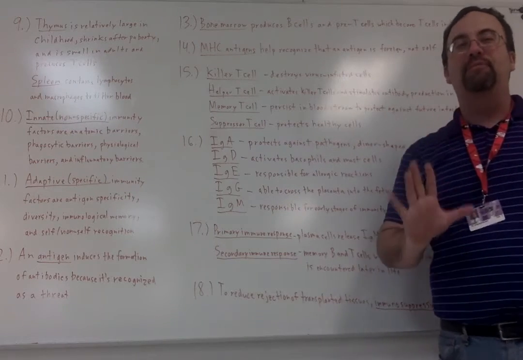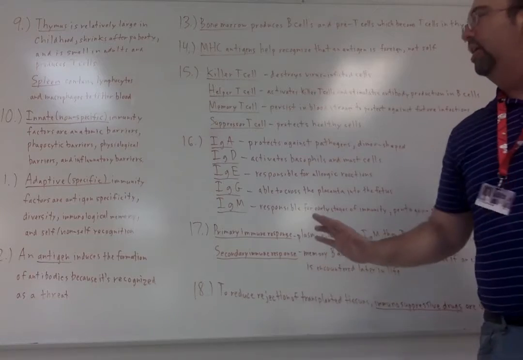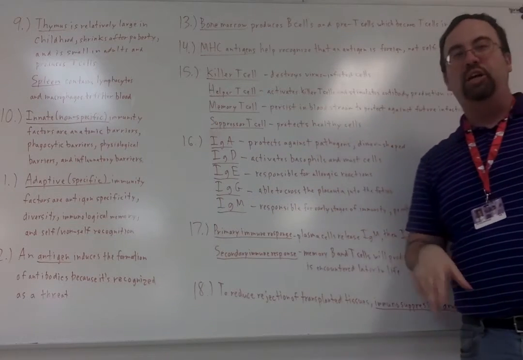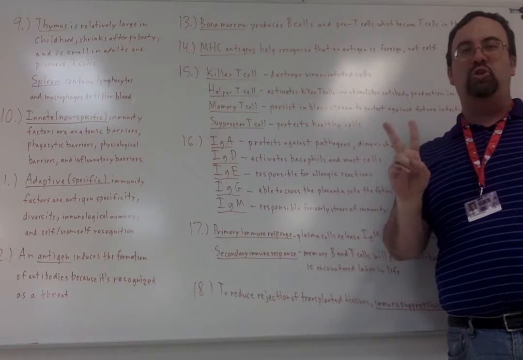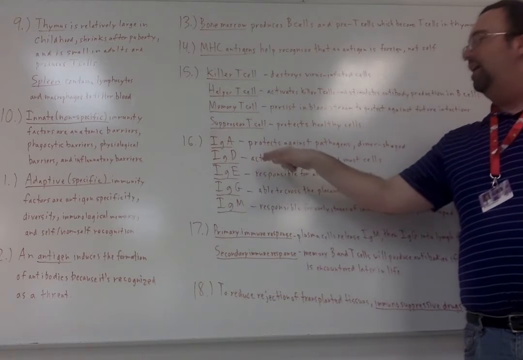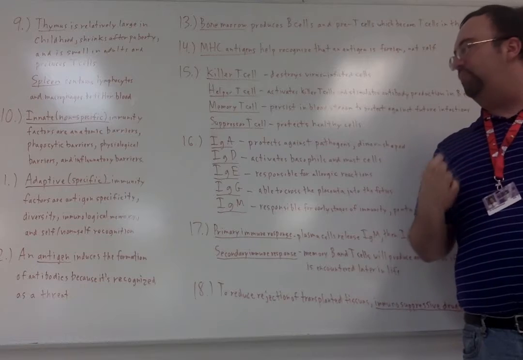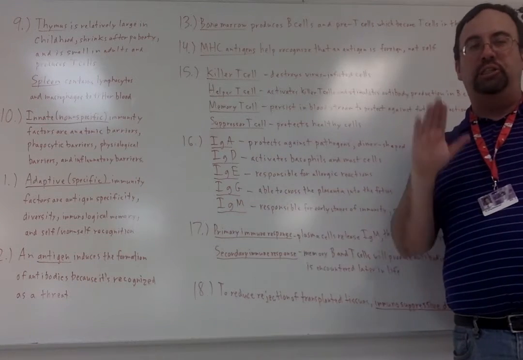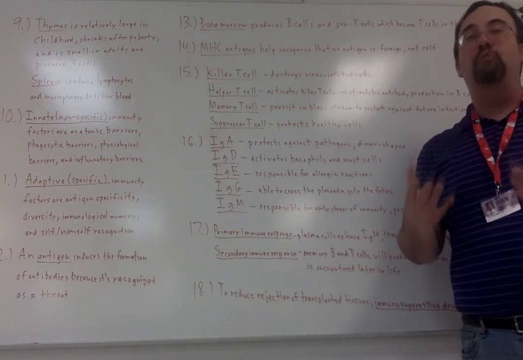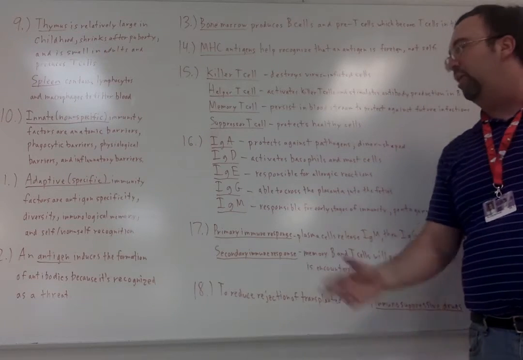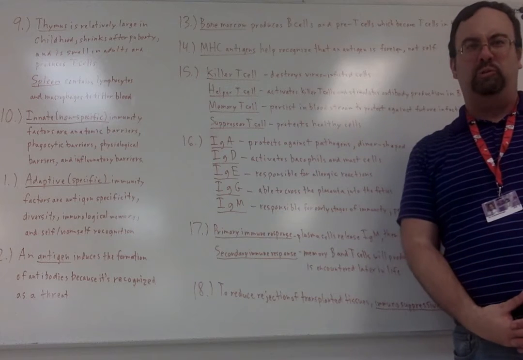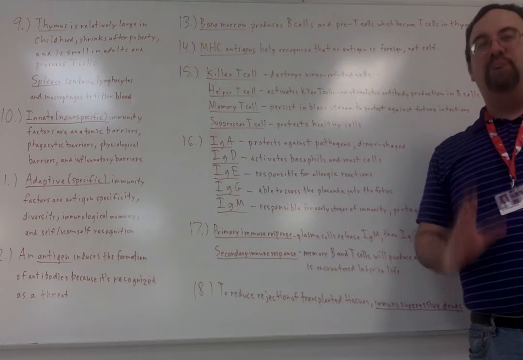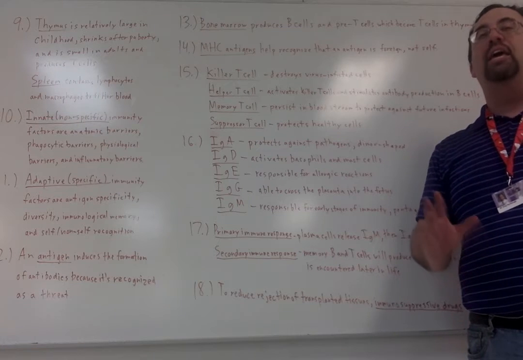We have 5 different types of antibodies. We have IgA, which protects against pathogens. They're in dimer shape, so dimer means 2. IgD is there to activate basophils and mast cells. IgE, for allergy sufferers like myself, we have an overproduction of IgE antibody, and therefore this is what's responsible for allergic reactions. IgG is very important, especially early in life.